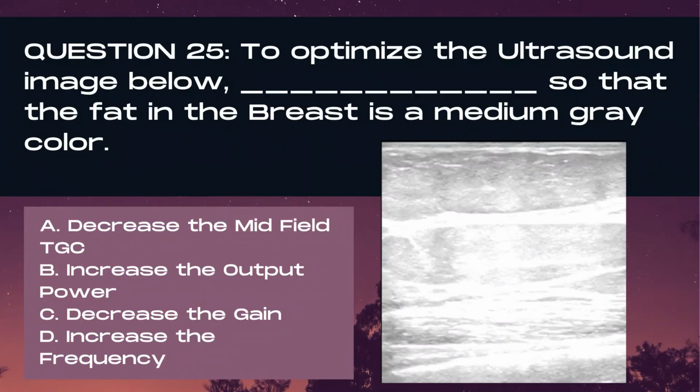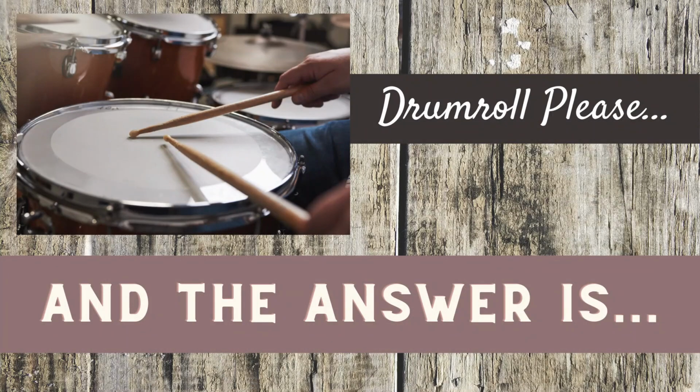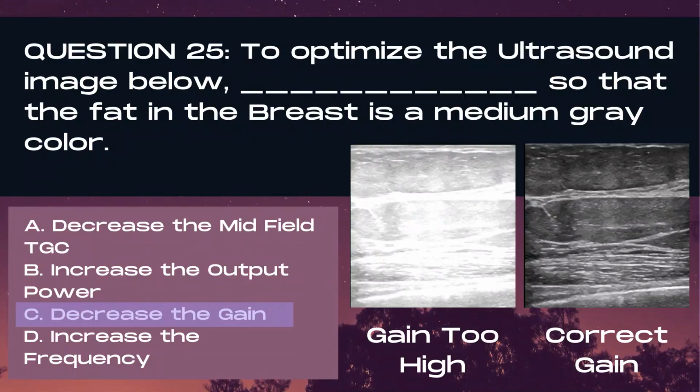Question 25. To optimize the ultrasound image below, blank so that the fat in the breast is a medium gray color. A, decrease the midfield TGC. B, increase the output power. C, decrease the gain. Or D, increase the frequency. And the answer is C, decrease the gain.